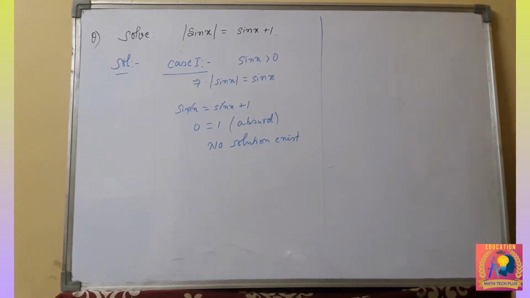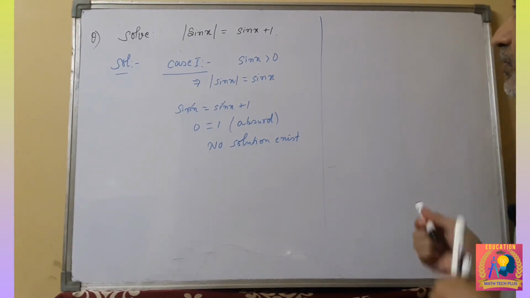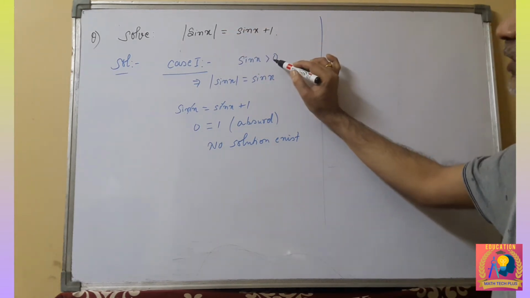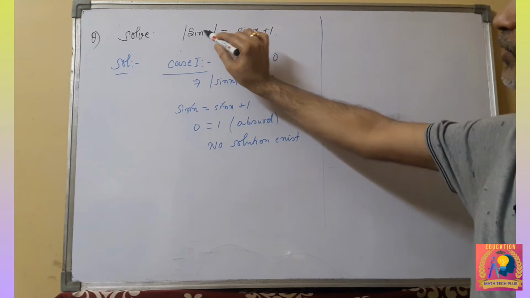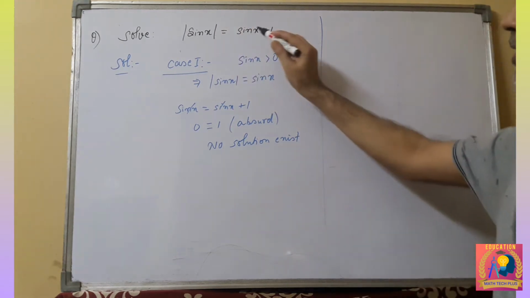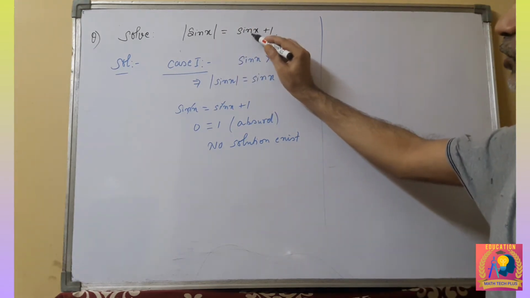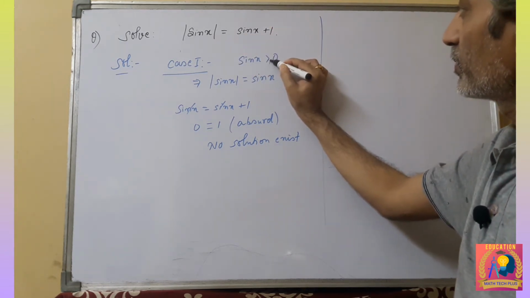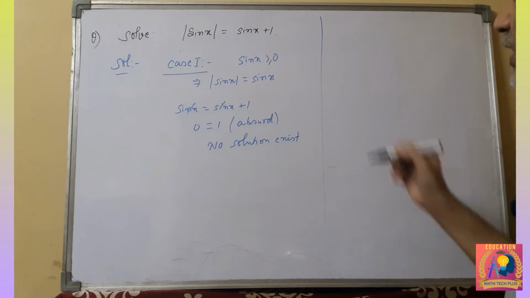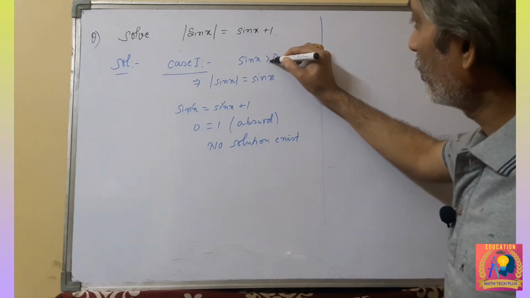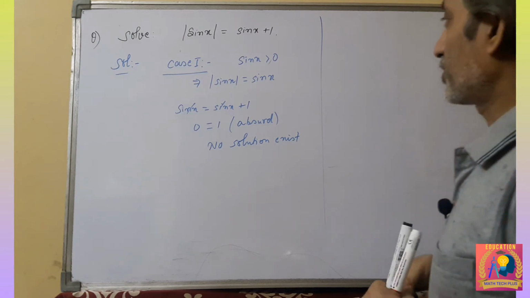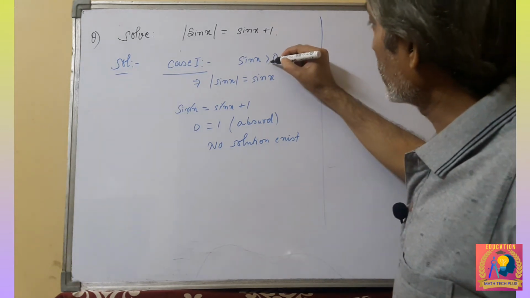Now we are going to see case 2. You can include 0 as well. Check 0 here, put 0. Sin 0 is 0. 0 equals 0 plus 1, not possible. So you can include this. When sin x is more than or equal to 0, no solution exists.